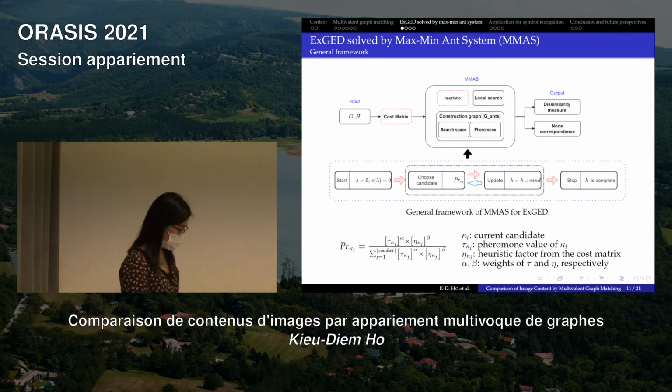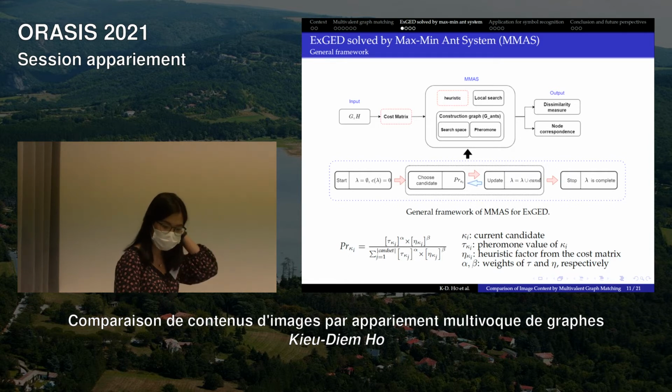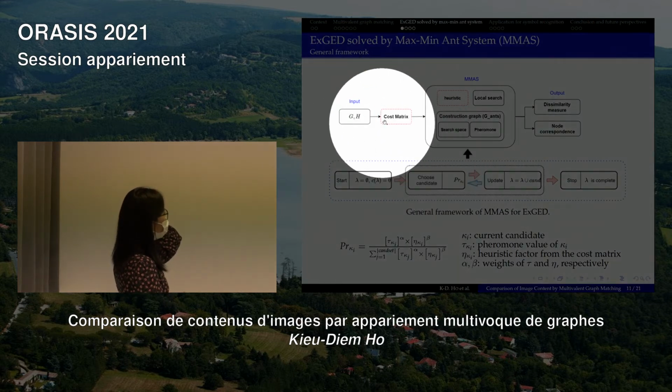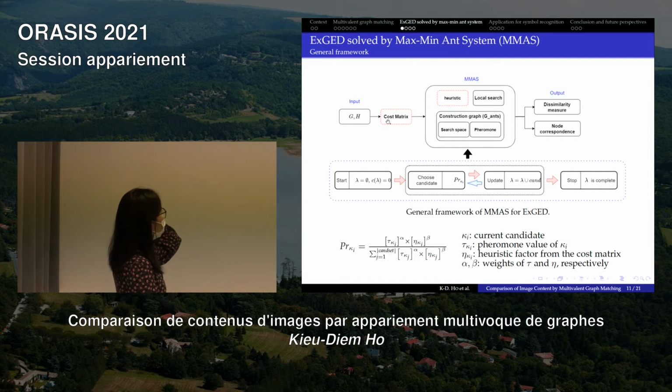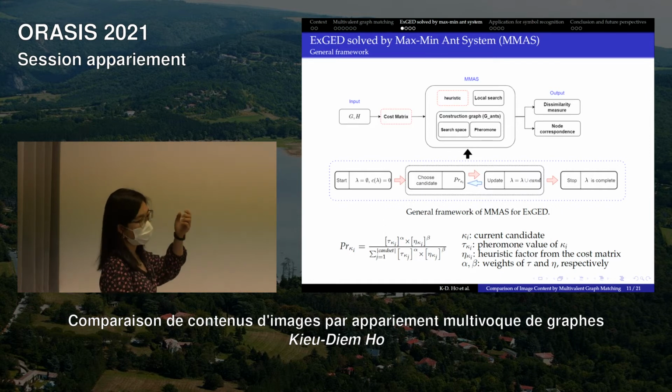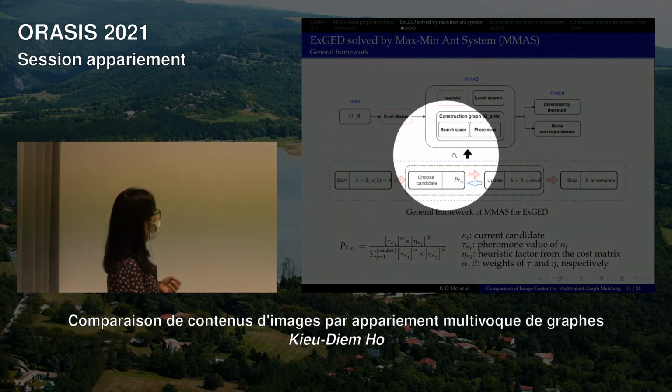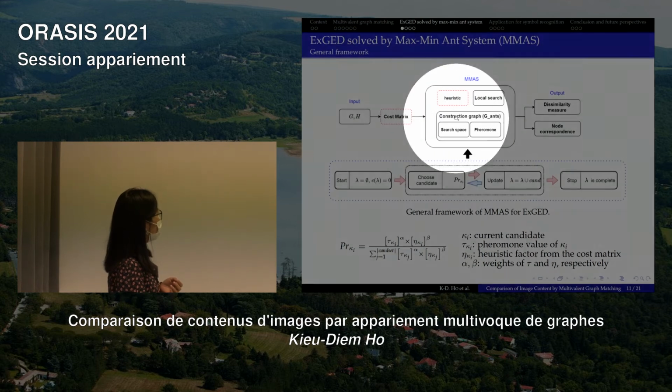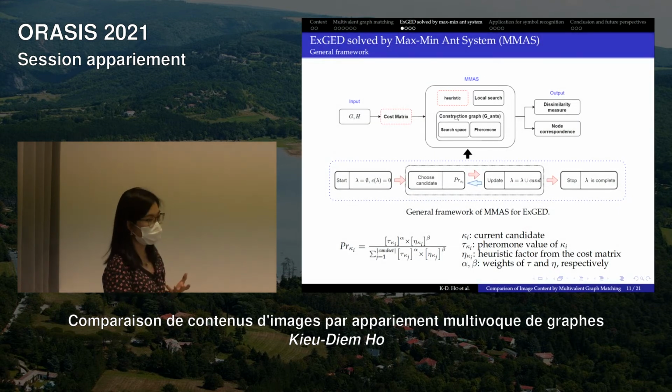So in my work, I propose to solve the graph matching problem by ant colony optimization, especially the Max-Min Ant System, which is a variant of ACO. I have the input with two graphs to compare, and then I build the cost matrix as a heuristic factor for the matching, and then I build the construction graph as the solution space for the colony.